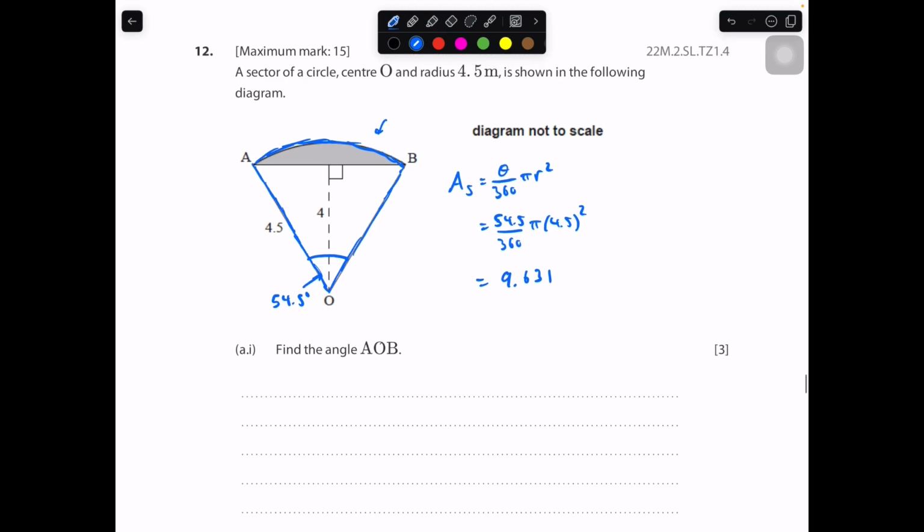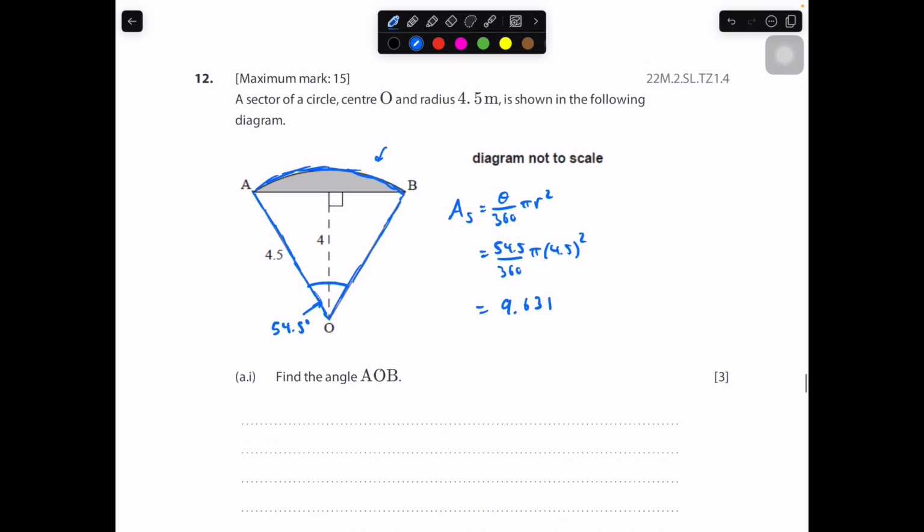Okay, so that would be the blue. And we know if we take the area of the sector, the blue, and for example we subtract this triangle, then we should get the area of this shaded portion. Okay, so how do we find the area of a triangle? We don't know the base, but we know the height is equal to 4. So we know that the area of a triangle is equal to base times height over 2.